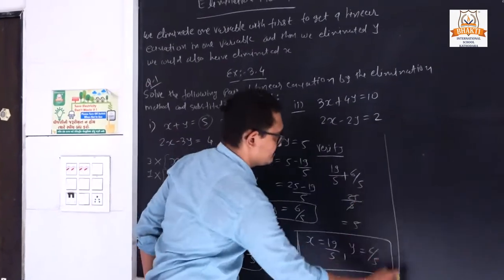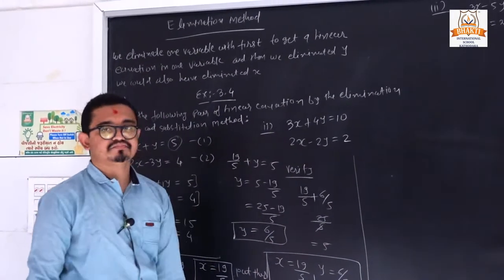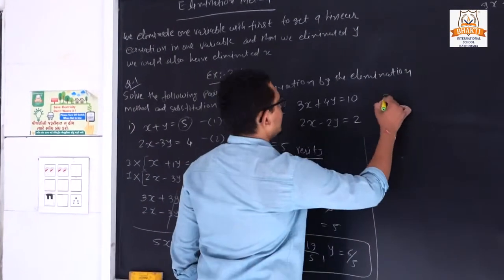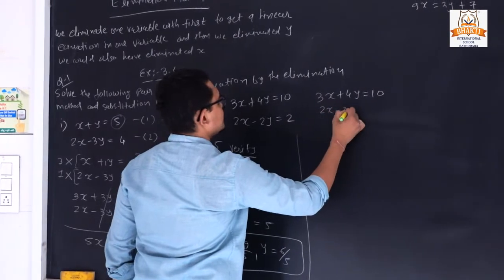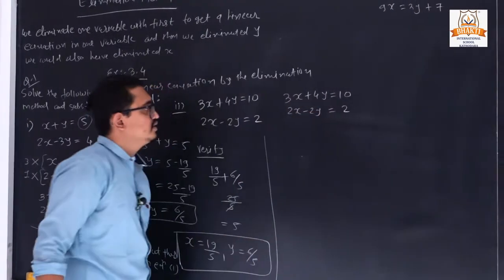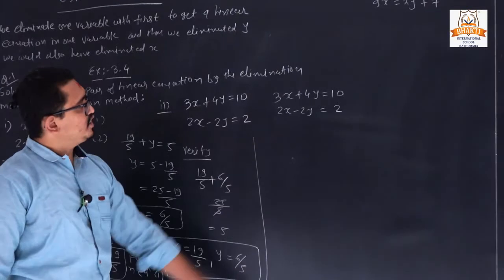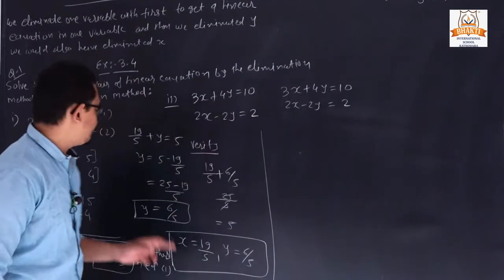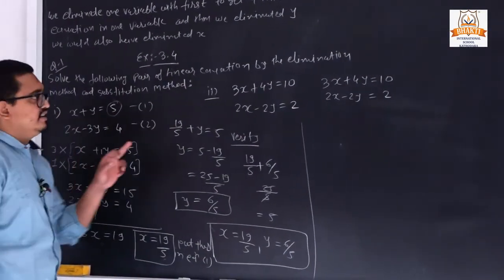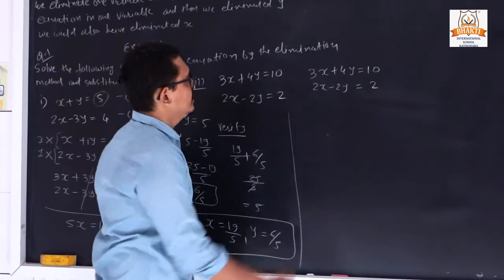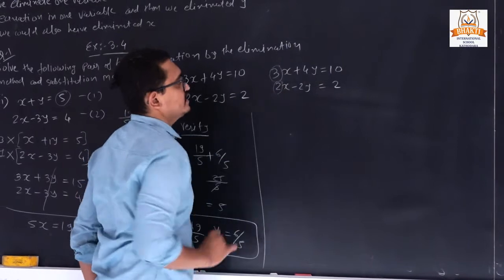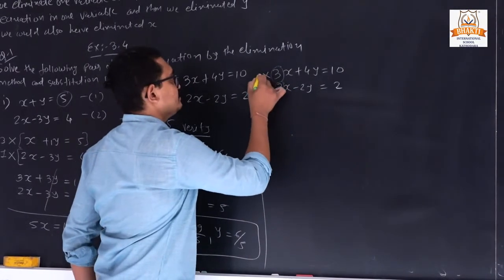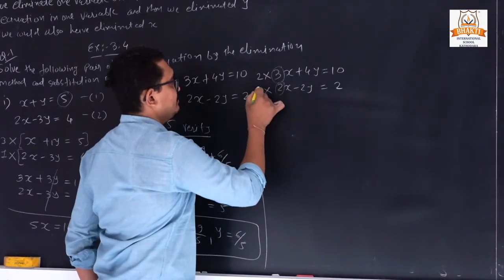Now next, the second example. First of all I am writing both equations: 3x plus 4y is equal to 10 and 2x minus 2y is equal to 2. In this we want to eliminate x, because in the first example we eliminated y. Here the coefficient of x is 3 in the first equation and 2 in the second. So the first equation is multiplied by 2 and the second is multiplied by 3.